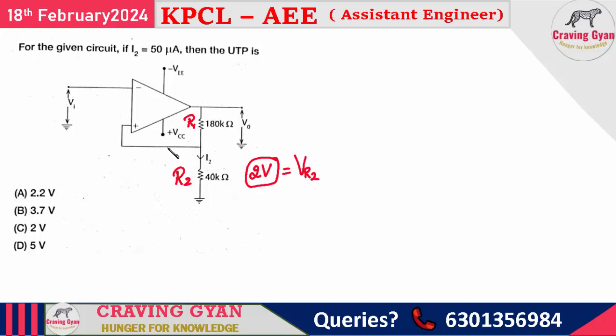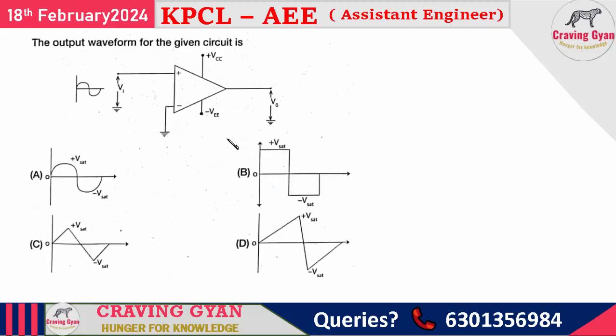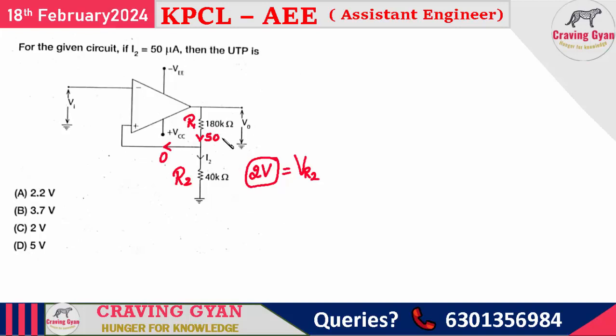No current will be flowing through the op amp, that too the inverting and non-inverting terminals. So the same current will be flowing through this R1 resistor also. That is 50 micro. What is the voltage drop across R1? Which is 50 micro multiplied by 180.